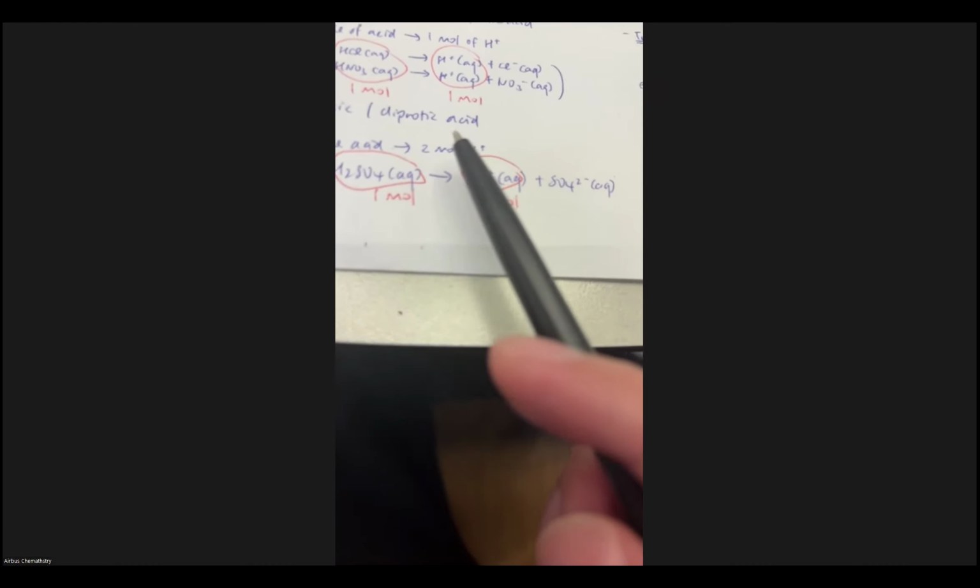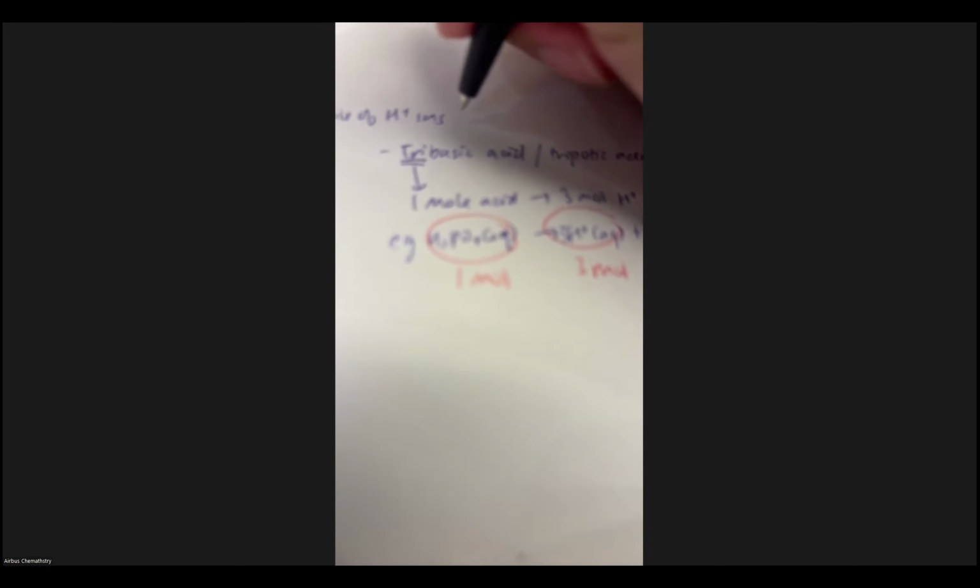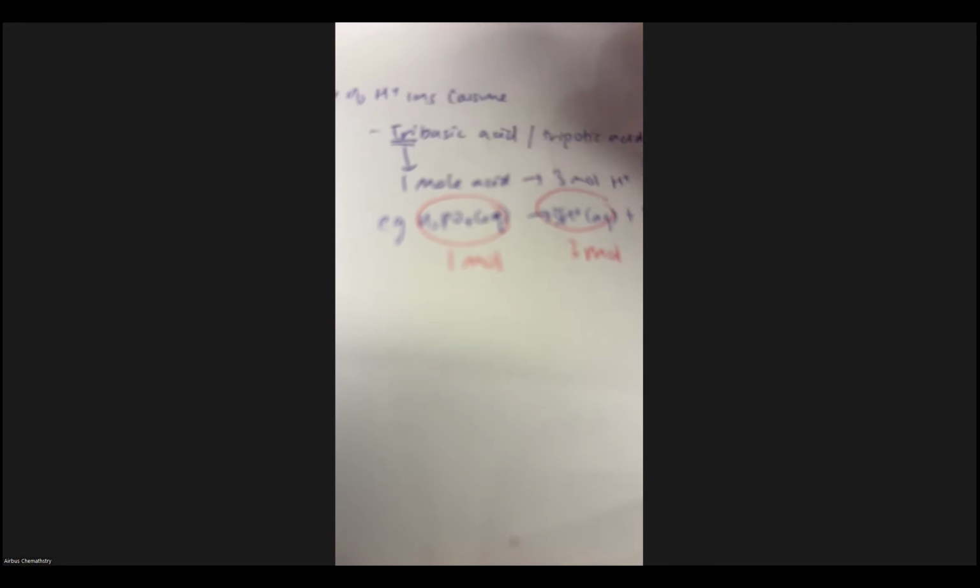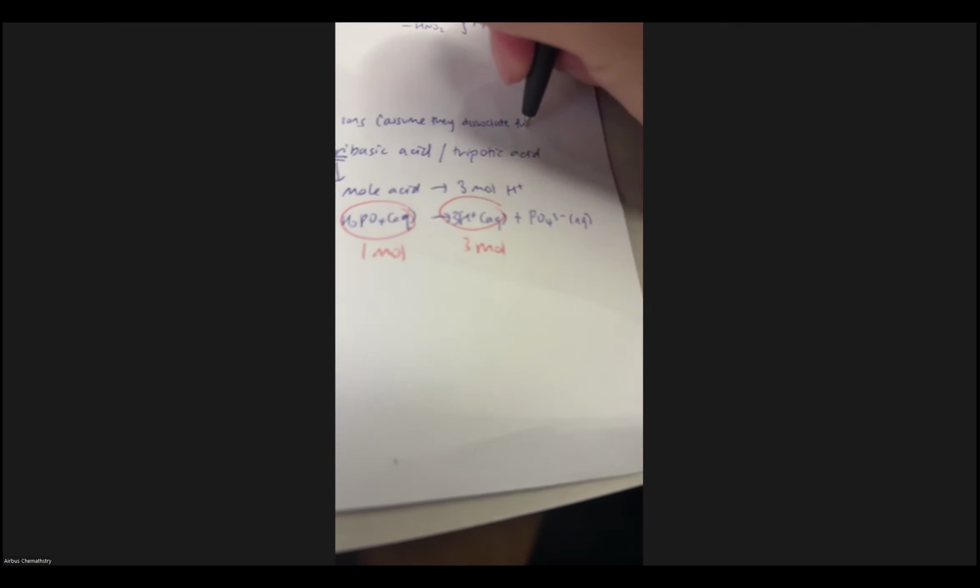Dibasic, diprotic acid means for 1 mole of acid when they dissociate fully, right? So this one is assumed to dissociate fully. Then 1 mole of acid dissociates and it's going to give you 2 mole of H plus ions. So 1 mole of sulfuric acid gives 2 mole of H plus ions.